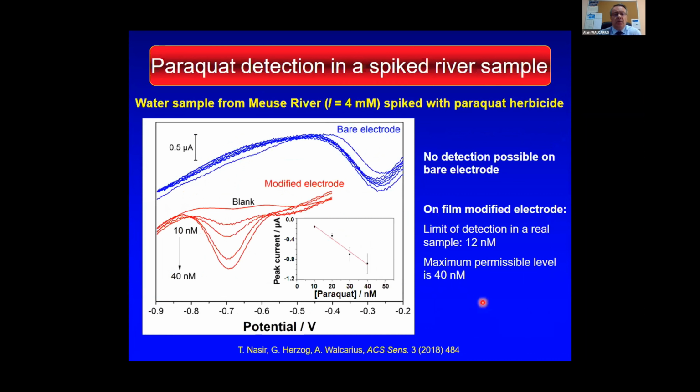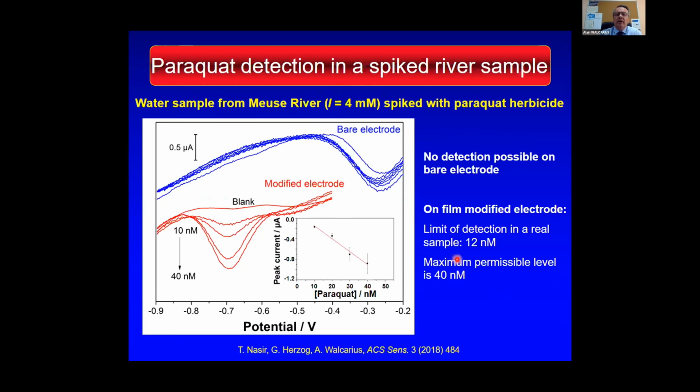These are the results that we obtained from a sample of the Meuse River in France and in Belgium, actually, which is characterized by a rather small ionic strength. And if we spike this river sample with paraquat, we observe in the nanomolar range a clear response of the modified electrodes, but no response on the bare electrode.